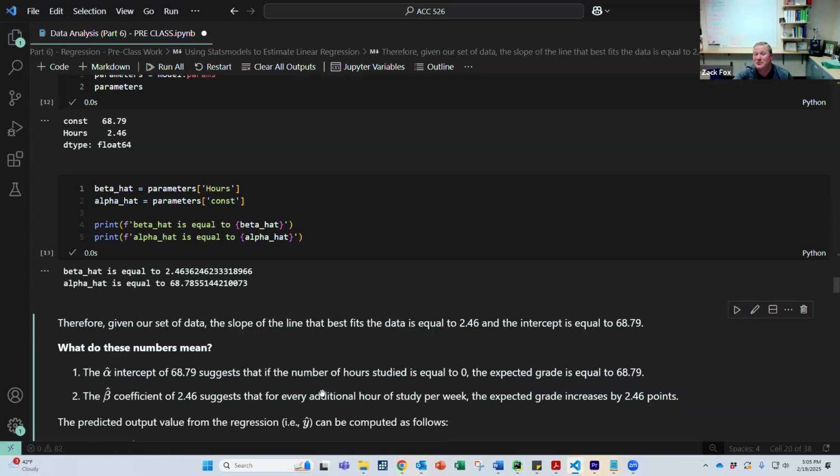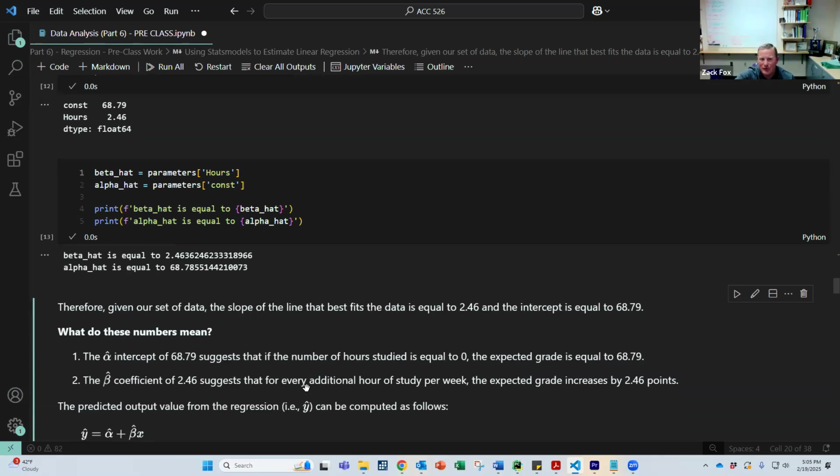Okay, so what do these numbers mean though? The alpha hat intercept suggests that if the number of hours studied is equal to 0, so we didn't study at all, your expected grade is going to be 68.79, okay?